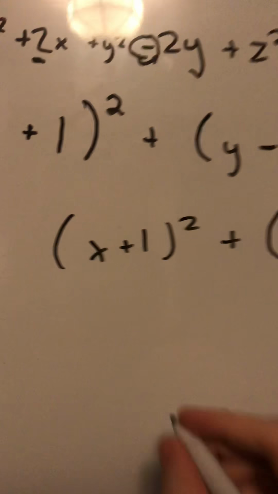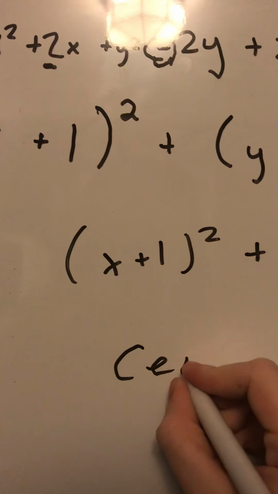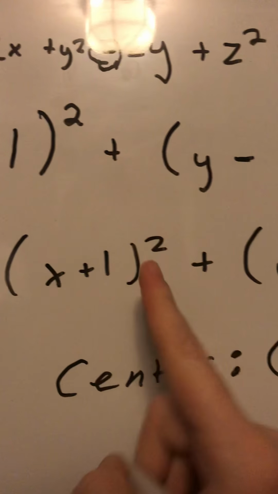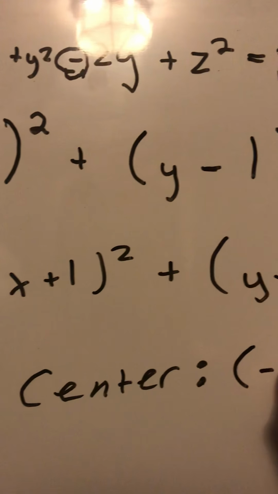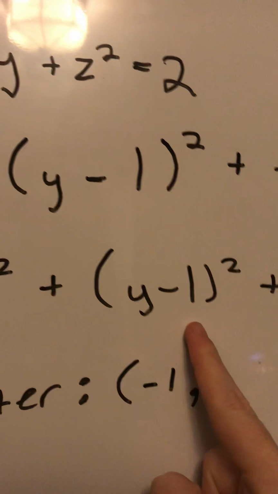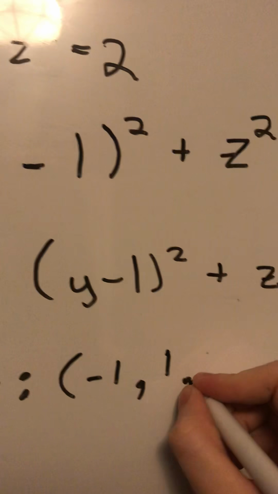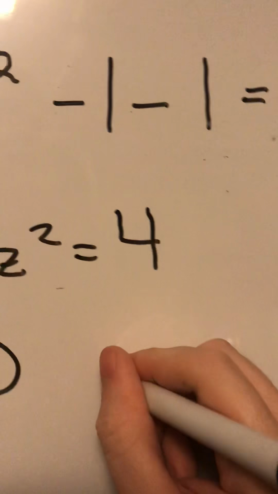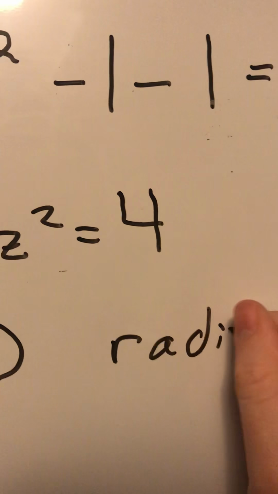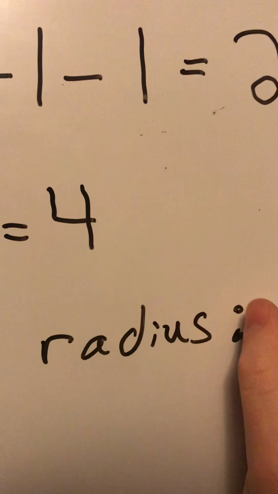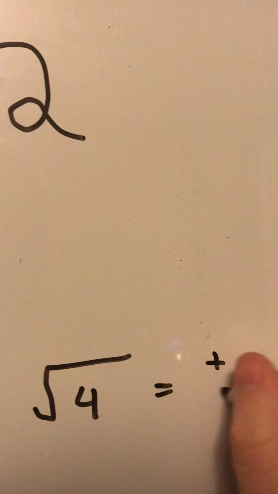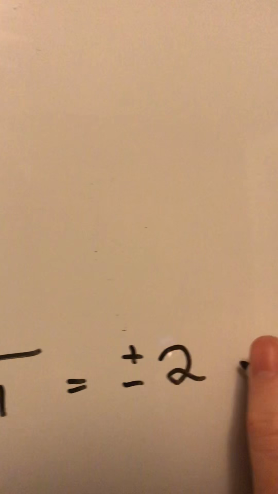And looking at this equation, we see that our center is the point -1, 1, 0. And our radius is the square root of 4, which equals plus or minus 2.